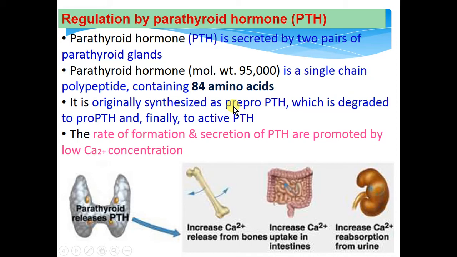Parathyroid hormone is synthesized as a pre-pro-parathyroid hormone, degraded to pro-parathyroid hormone and finally to active parathyroid hormone. The rate of formation and secretion of parathyroid hormone is promoted by calcium concentration. The only mediator, enhancer, inducer, or stimulator of parathyroid hormone secretion is the calcium ion.